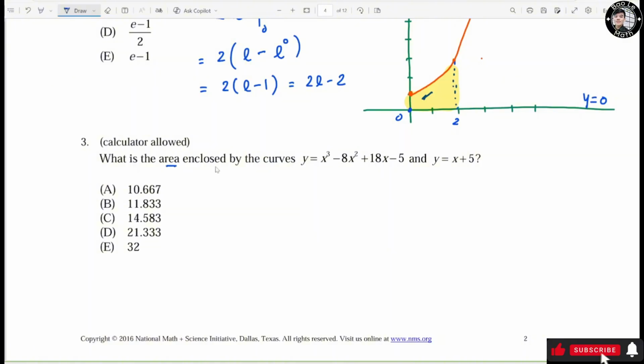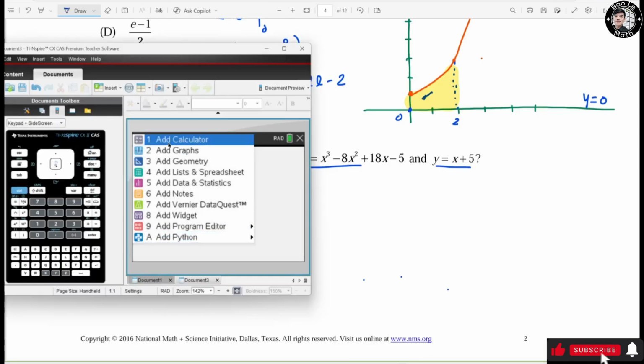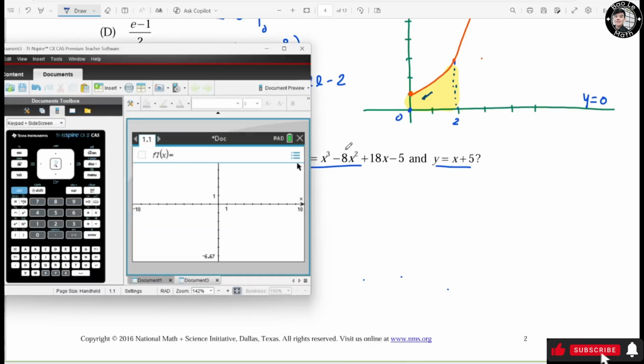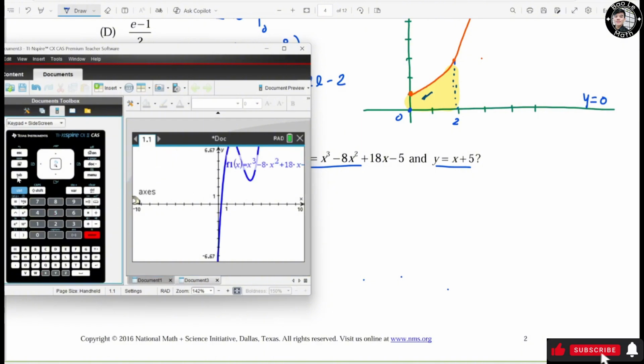What is the area enclosed by the curve y equals s cubed minus 8s squared plus 18s minus 5 and y equals s plus 5, right? So we're going to bring up the calculator to graph these two functions. Add graphs right here. Input the first function. Enter. The second one, you just hit tab. Input s plus 5. Press enter.